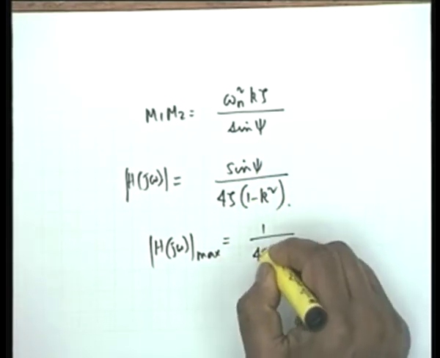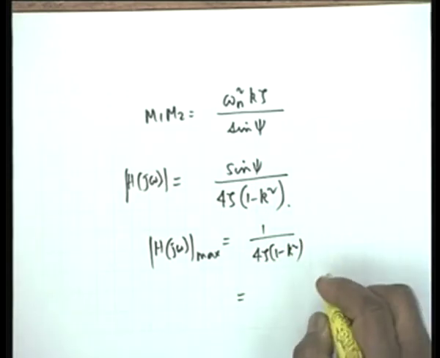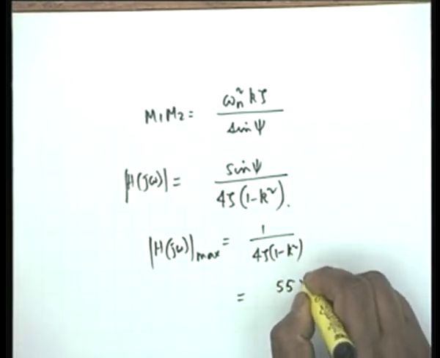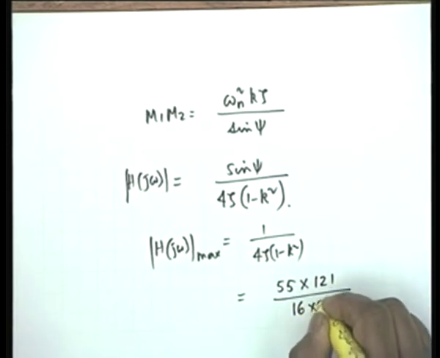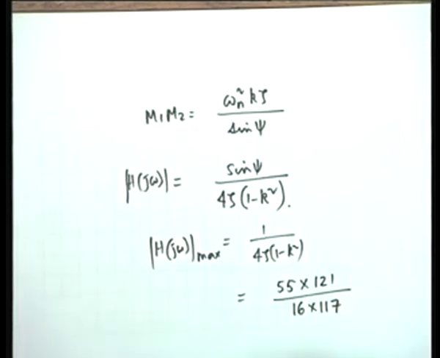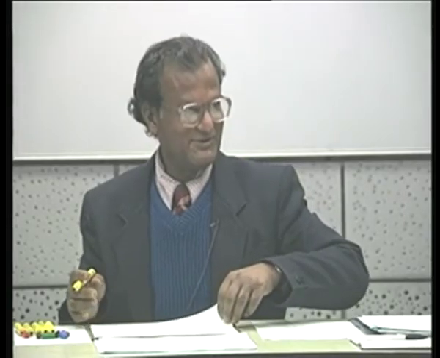is 1 by 4 zeta (1 minus k squared), and by substituting the values I get 55 multiplied by 121 divided by 16 into 117. It is not too high, it is about 3 times or 4 times at the most. Okay. The value is approximately 4, you can find that out. But the zeta is also different. Zeta is also different, of course.